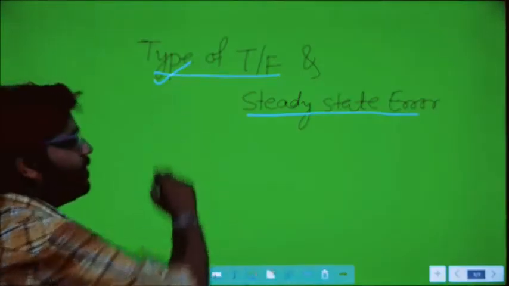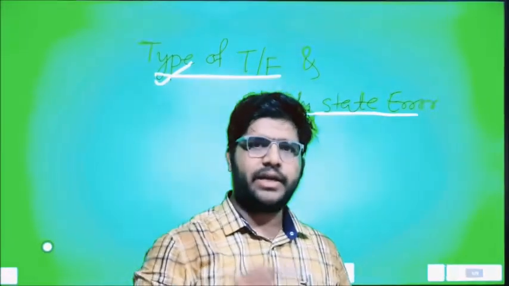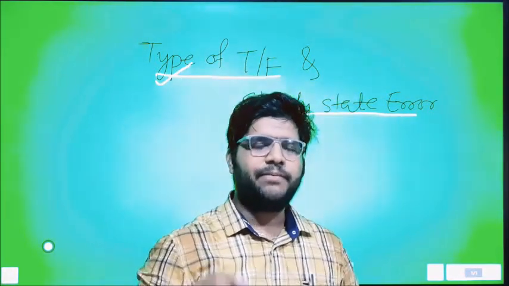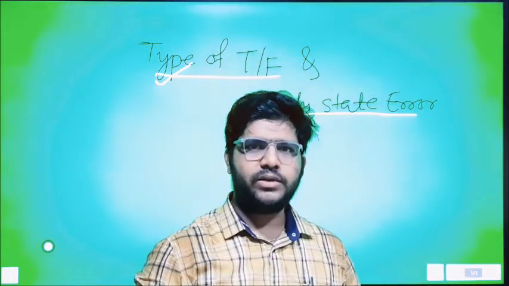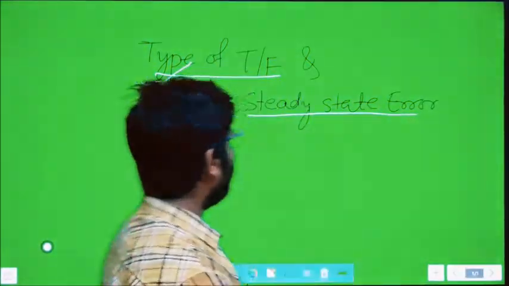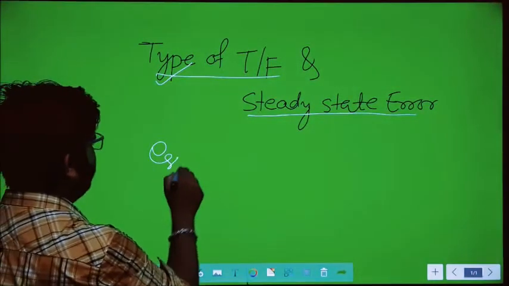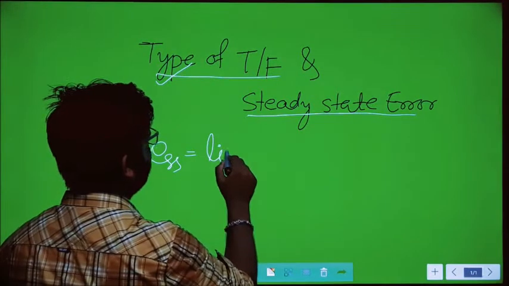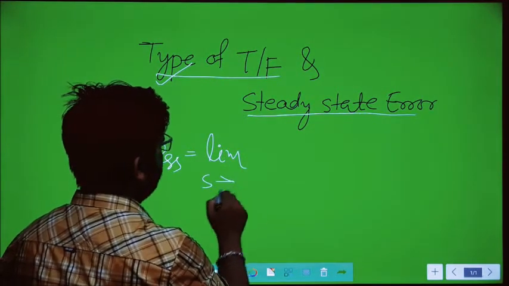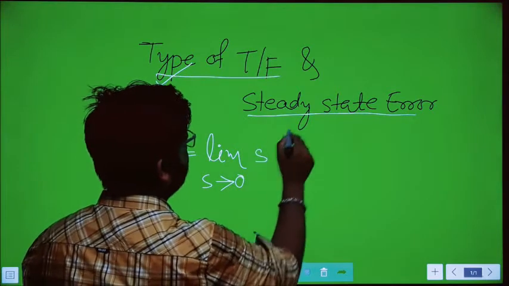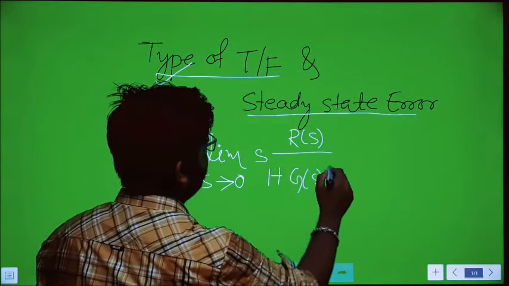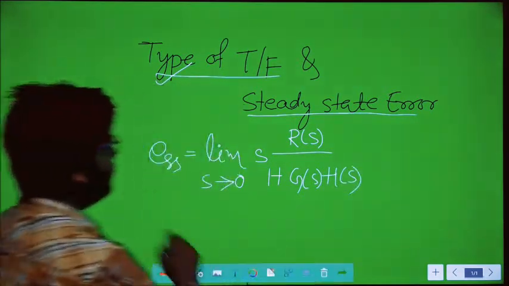What is type? I told you type means, if you equate the transfer function denominator to 0 and find the value of s equal to 0, the number of poles located at the origin of the s plane is nothing but the type of the system. And here we have studied that ESS, that is steady state error, is nothing but limit s tends to 0 of s R(s) divided by 1 plus G(s) H(s). So this we have studied.